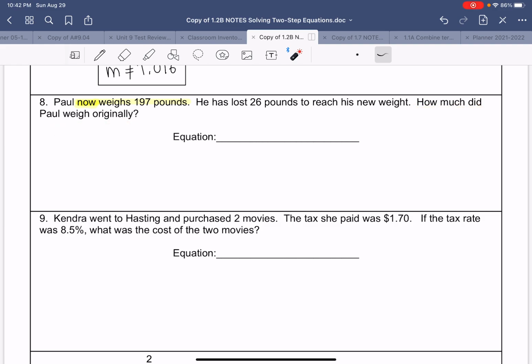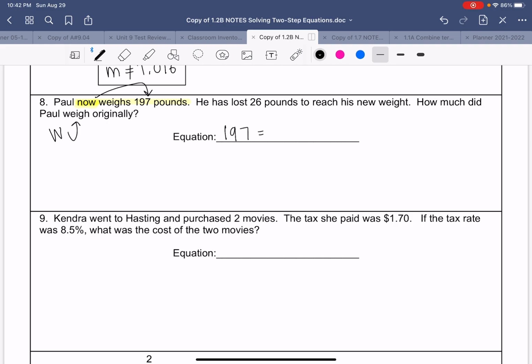My question will always be my unknown variable. So I'm going to use W as my variable. We want to know how much he weighed originally, so that is my unknown variable. When I think of now weighs, I think of, again, like the last question, total. That is the end result. So in my mind, I think 197 is on its own side of the equation because that's what he weighs now.